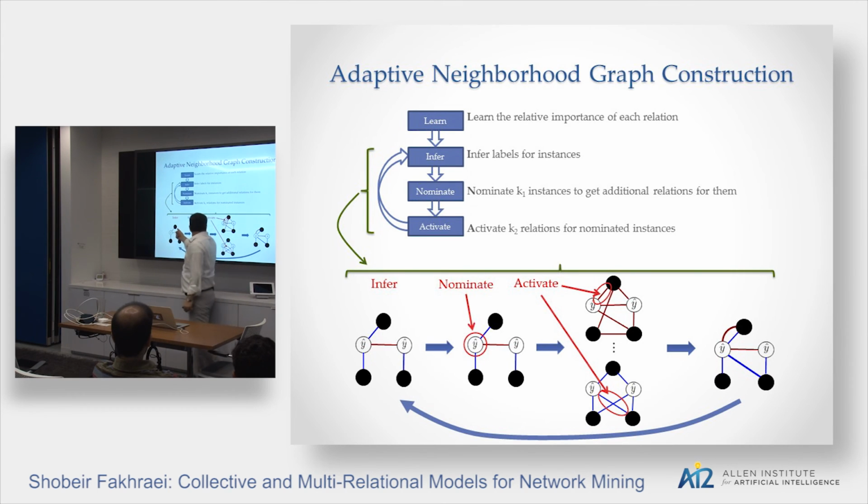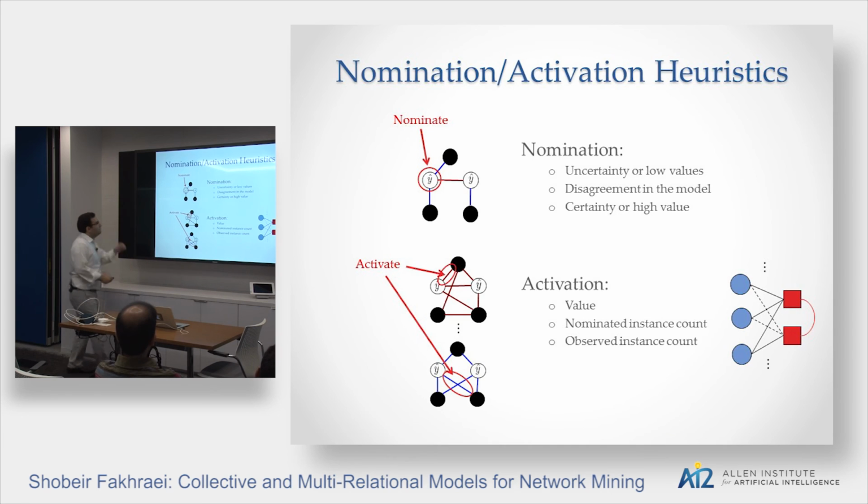For example, here and here, these two are added. And then go back, infer again, see what changed, and what needs more similarity, add the similarities, and so on. So we had different heuristics for this. For nomination, we can use the low value and uncertainties. We could use this disagreement in the model. We can use the certainty of high value.